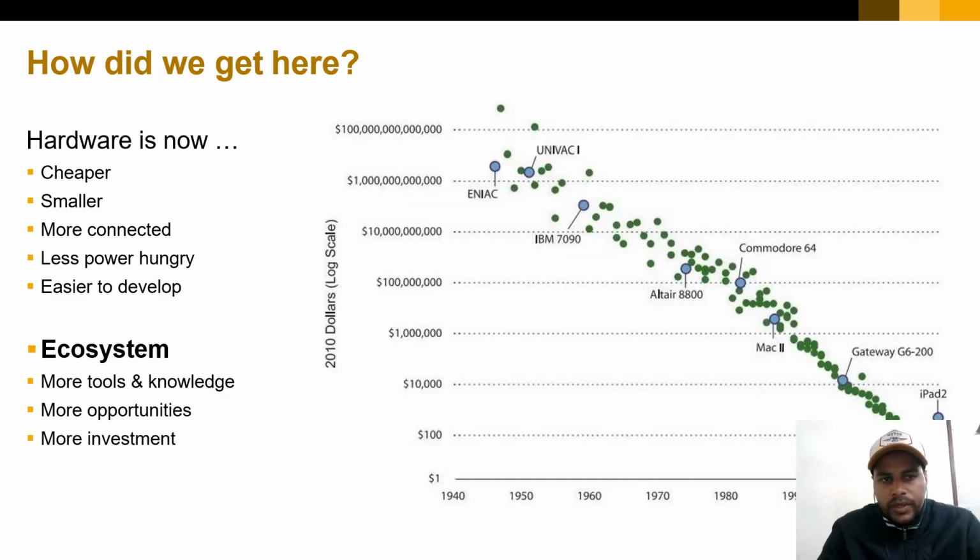Next topic is how did we get here? How did we come across IoT devices at this point in time? The most important reason is the increasing demand for smart products which are able to communicate and share data on a real-time basis. So we got here because of hardware.